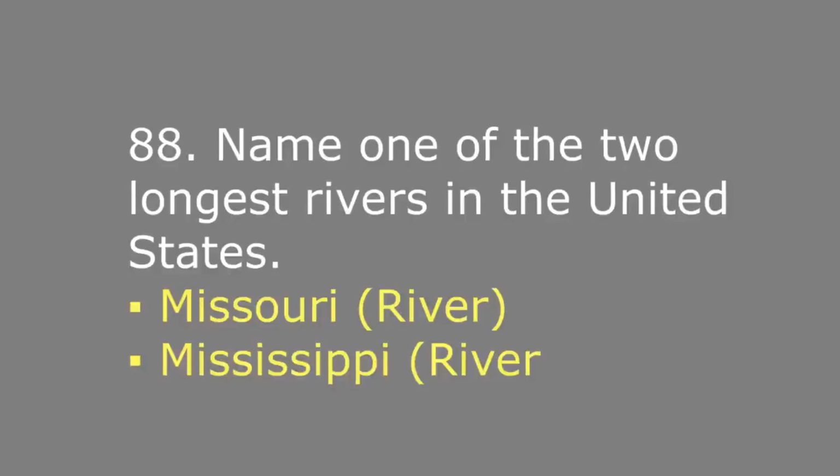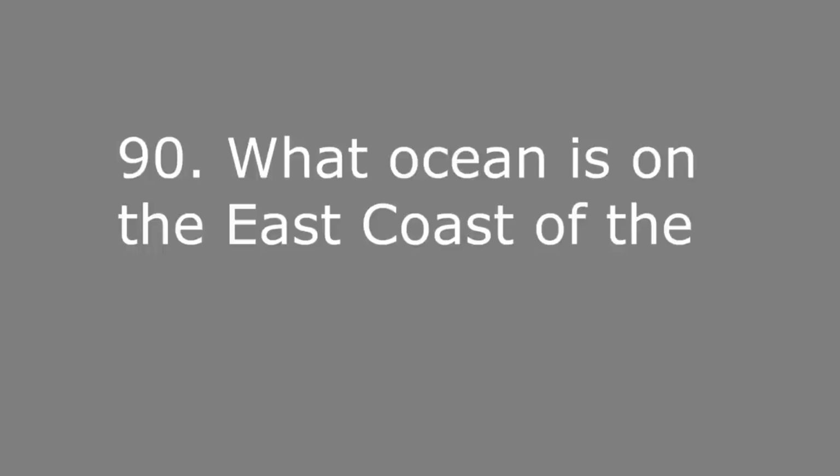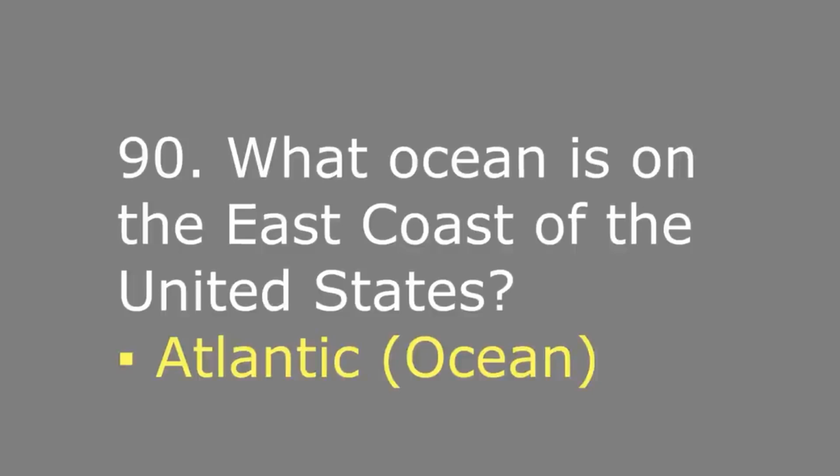Geography. Name one of the two longest rivers in the United States. Missouri River. Mississippi River. What ocean is on the west coast of the United States? Pacific Ocean. What ocean is on the east coast of the United States? Atlantic Ocean.